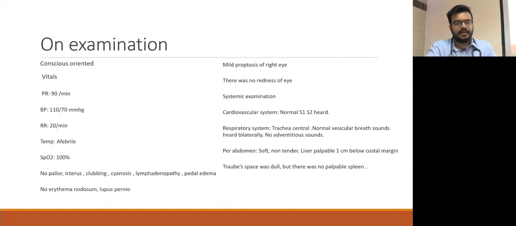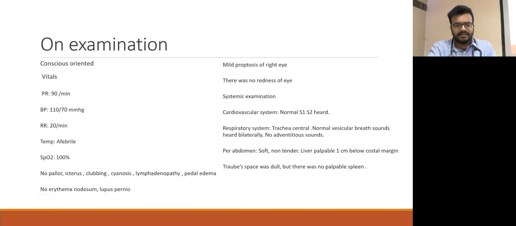Coming to the examination, he doesn't have any other comorbidities, and there is no history of any substance abuse. On examination, on arrival, his vitals were stable, and there was no pallor, icterus, clubbing, cyanosis, or lymphedema. There was no erythema nodosum, no lupus pernio, and mild apparent proptosis of the right eye was noted, and there was no redness of the right eye.